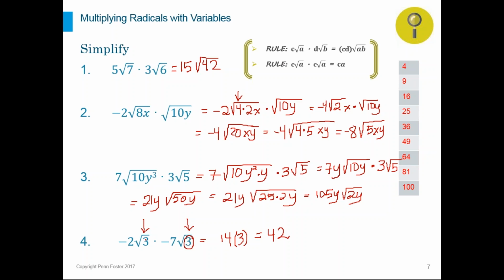And in this case, your answer is a whole number. Even though you were multiplying radicals, it's okay. If you're applying the correct rules the correct way and your answer happened to be a whole number, then that is your answer.